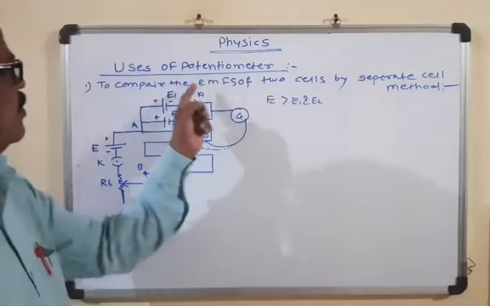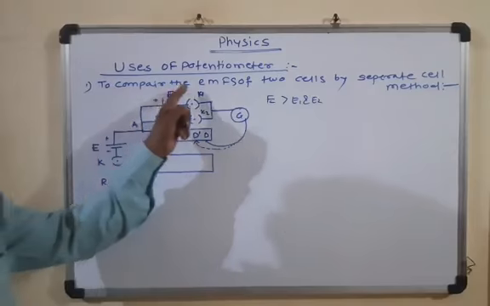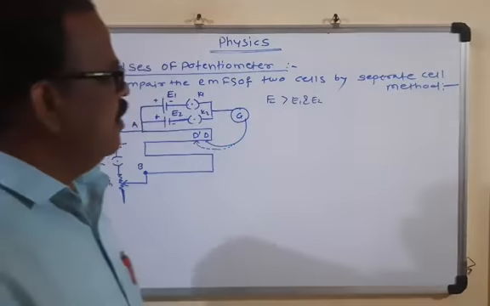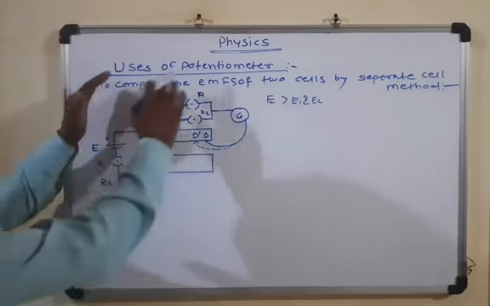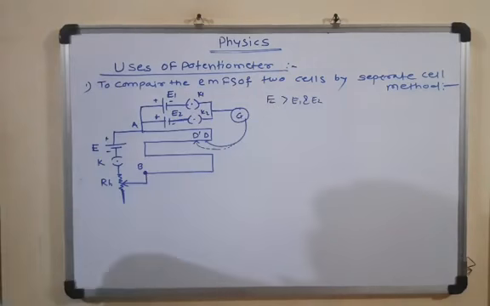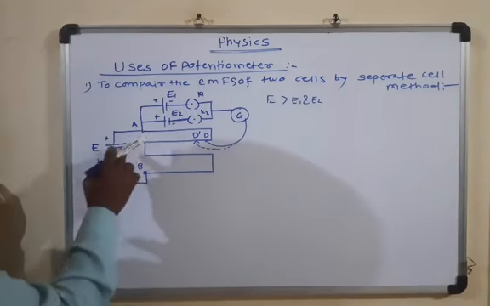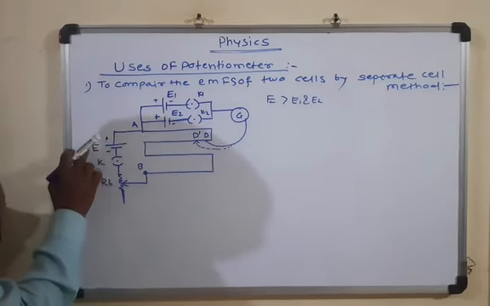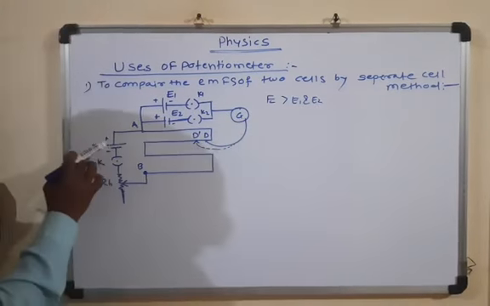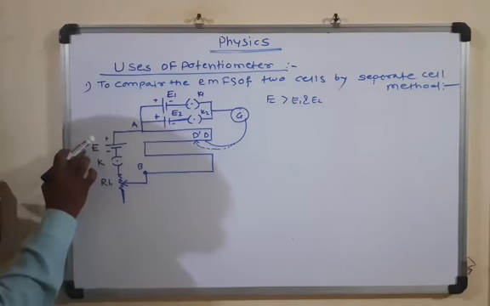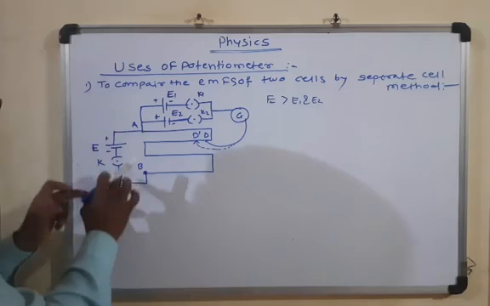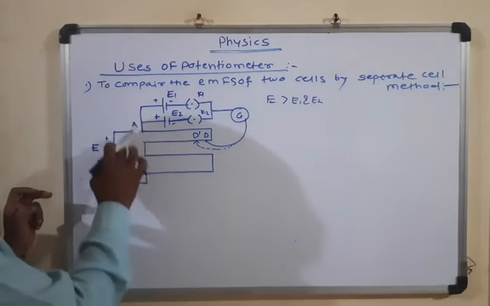The first use of the potentiometer is to compare the electromotive forces of two cells by the separate cell method or individual method. This is the electrical network for comparison of electromotive forces of two cells. In this circuit, the eliminator battery of electromotive force E, whose magnitude E is greater than E1 and E2, a key K and a rheostat RH are connected in series between the wire AB.